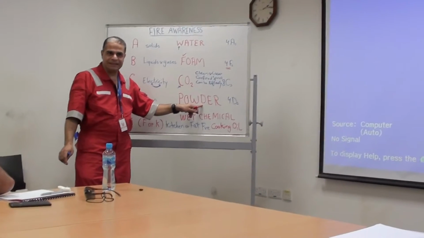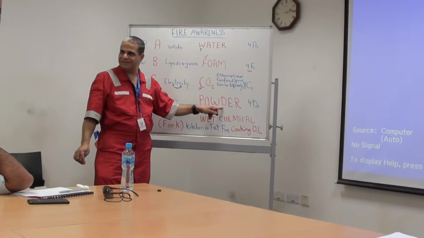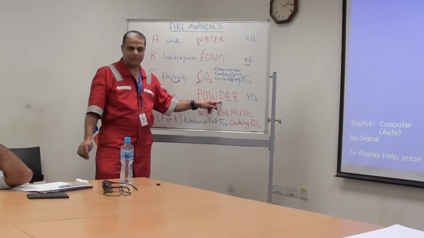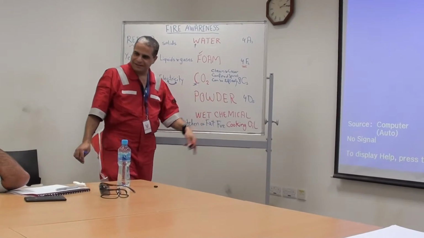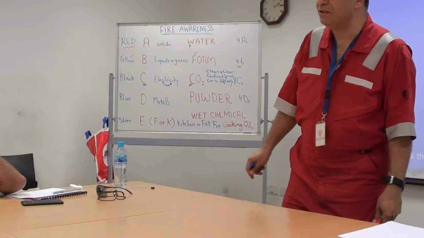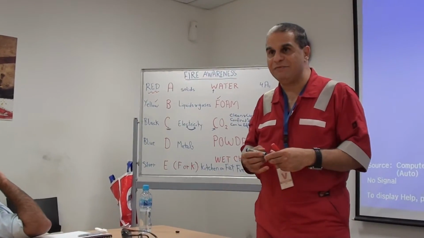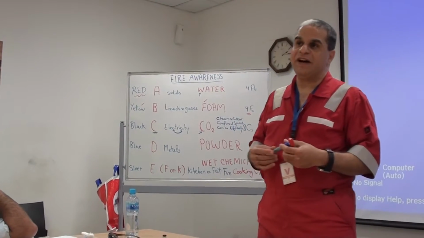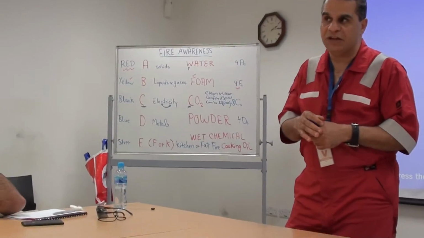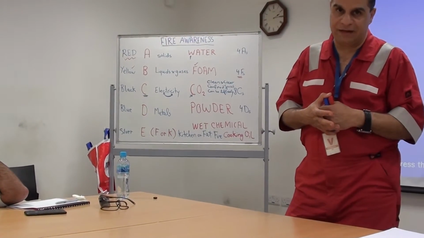D. It is used for class D. D, dry, which is metals. Yes. D, dry powder. Dry powder. E. I cannot see. I cannot see. Because of the white fog which is created by the powder, it is not advised that you use it in a confined space. You will obscure the vision and your rescue job will be more difficult.